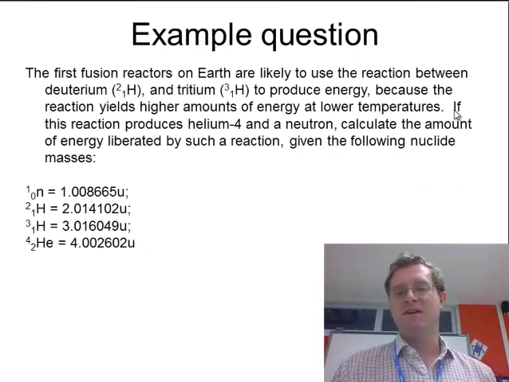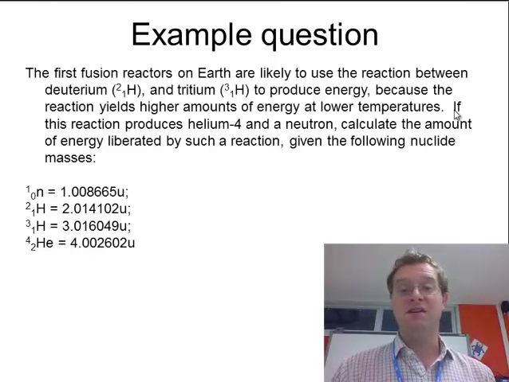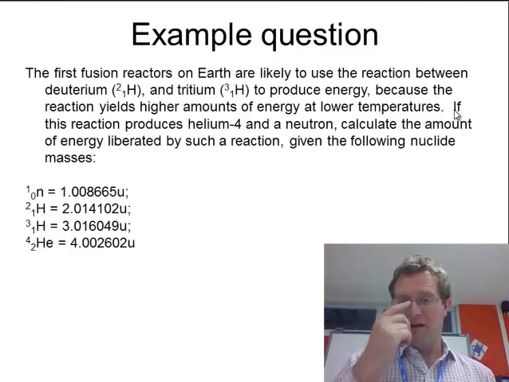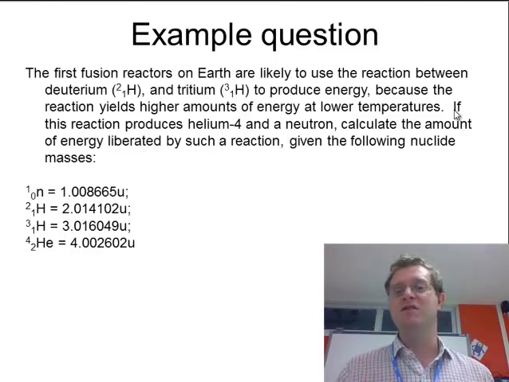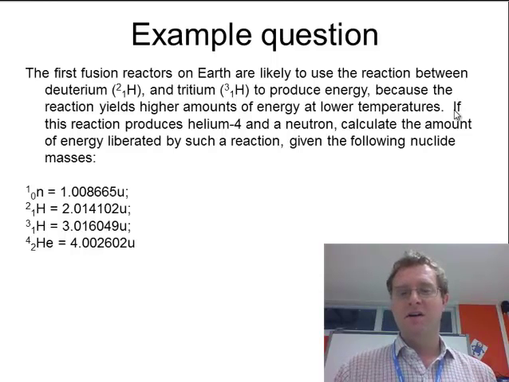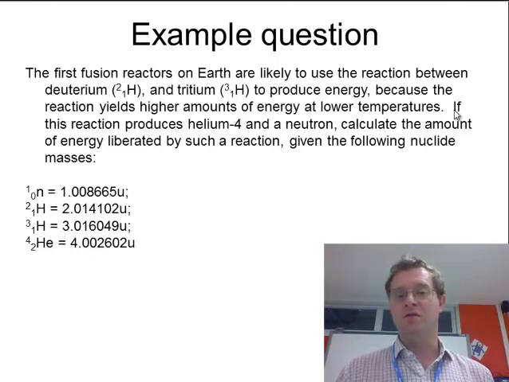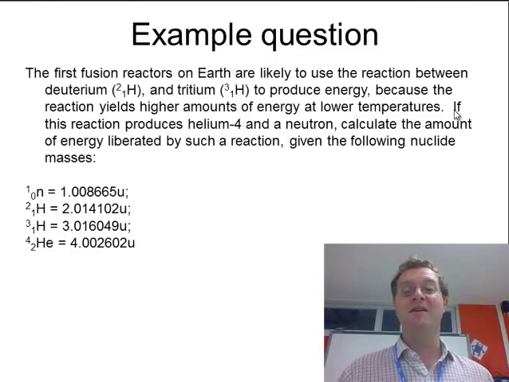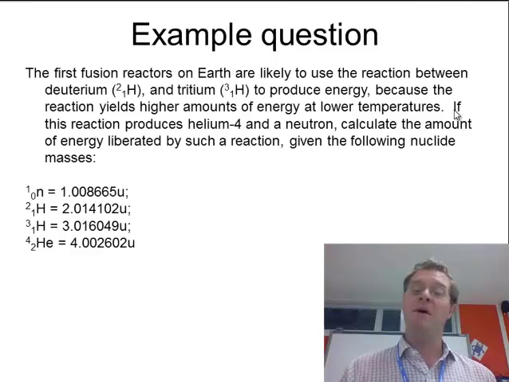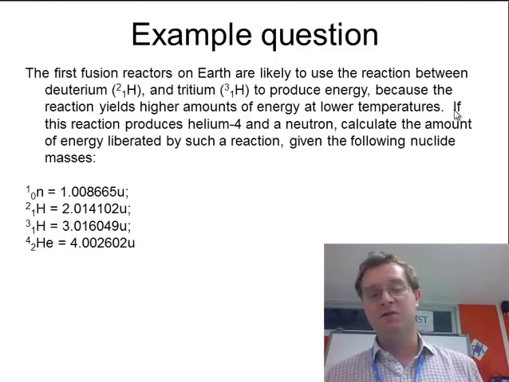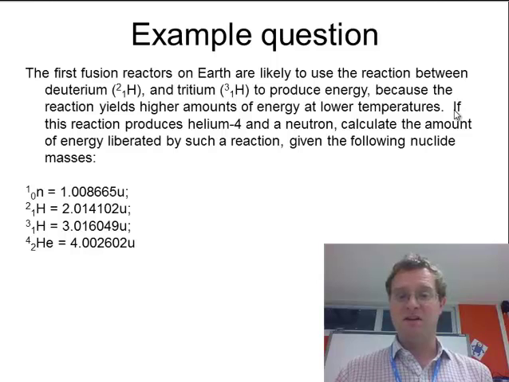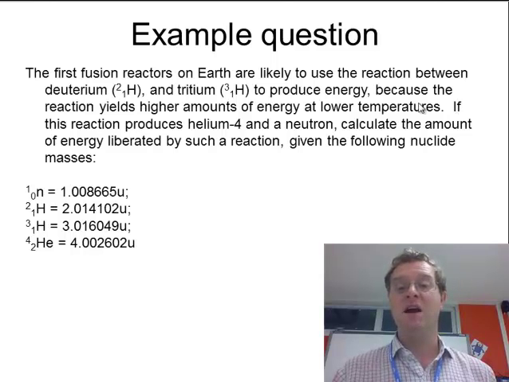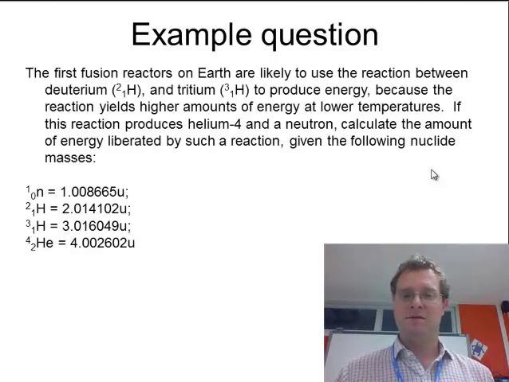The first fusion reactors on Earth are likely to be between deuterium and tritium to produce energy. This is just because the amount of energy this yields is suitable at lower temperatures, so something which we could control. The reaction produces helium-4 and a neutron. So what we need to do is calculate the amount of energy liberated by this reaction. We're going to compare the amount of mass beforehand and afterwards, and look for that mass deficit, that change in mass, and that's going to equate to the amount of energy which is released. I'm going to give you a chance to try and complete this question using these values.